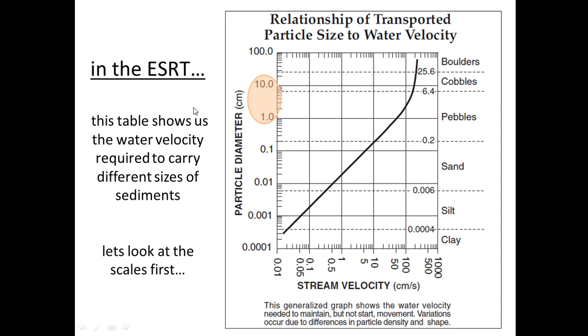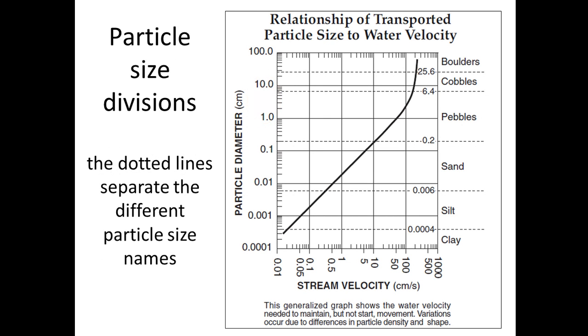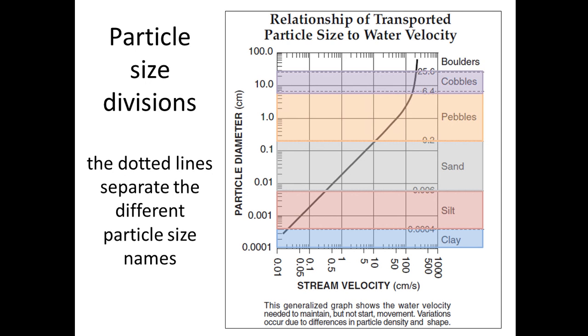So now that we understand the scale, let's look at some sample problems. Particle size divisions are important to understand. The dotted lines here on the graph show us where the different particle names start and stop. So if you see these dotted lines, anything in between those dotted lines is that kind of particle. So anything in this section here is considered clay. Here is silt, sand, pebbles, cobbles, and boulders. So you can use either the actual particle diameter on the y-axis scale over here, or you can use the names listed here to describe the particles.